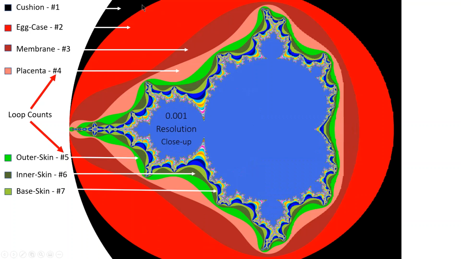We'll call the black covering the cushion. We'll call the red an egg case. Firebrick is the membrane. And we'll call the salmon color placenta. We have outer skin, green, inner skin, and base skin, and other kinds of colors that are sequential in nature based on the loop count as you get closer and closer to the center of the circle.